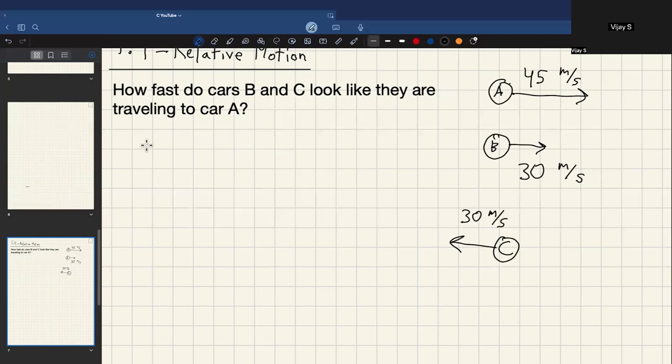So, how do we calculate that? Well, car B's relative velocity is going to be given by taking the difference between car B's velocity that we see and car A's velocity that we see, because we're kind of like the control, if you will. We're kind of like the baseline for velocities because we're stationary relative to ourselves, of course.